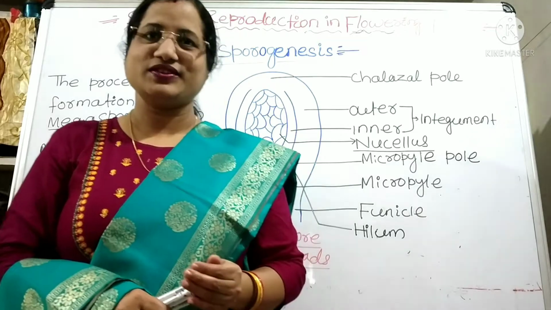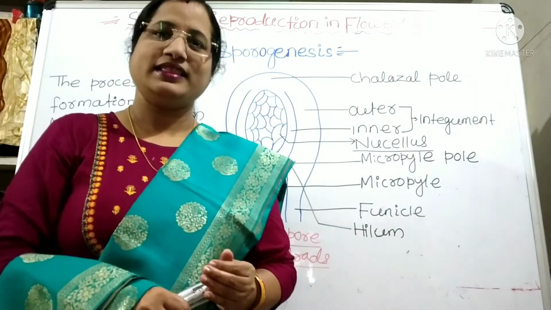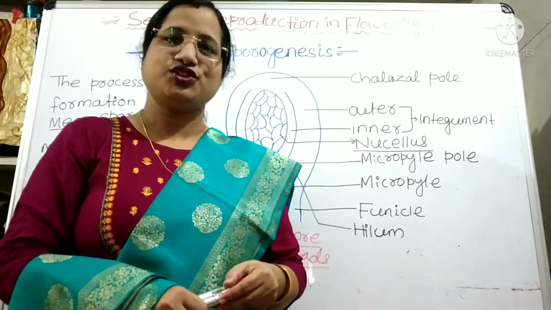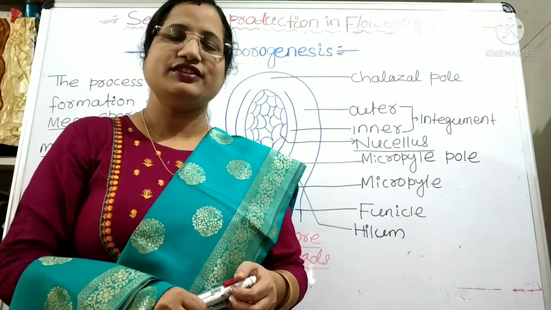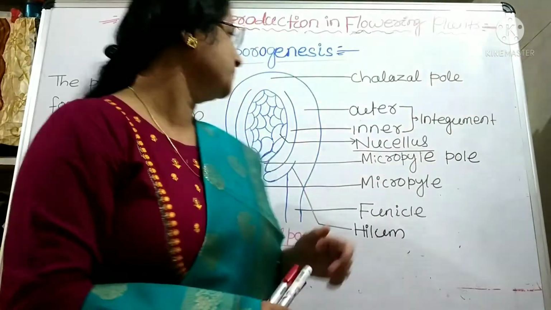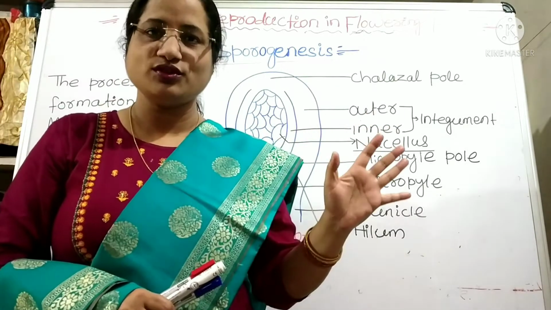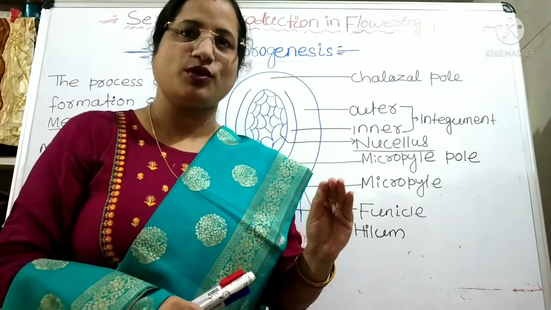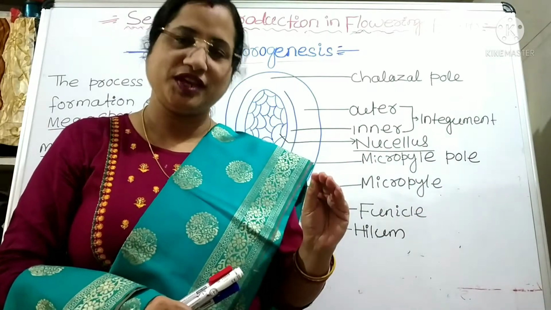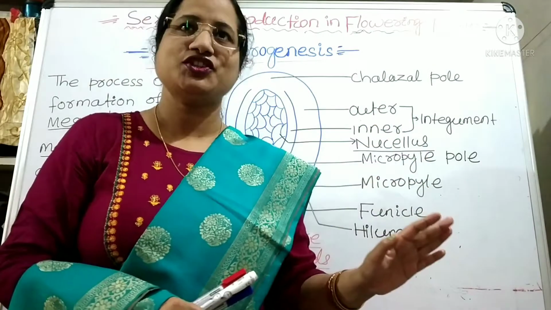Previously, we have discussed the female reproductive part of the flower, that is gynoecium or megasporangium, and the structure of ovule and different types of ovule. Today, we are going to study megasporogenesis, that is the formation of megaspores from the megaspore mother cells, and also the female gametophyte, that is the embryosac. Let's start the study.